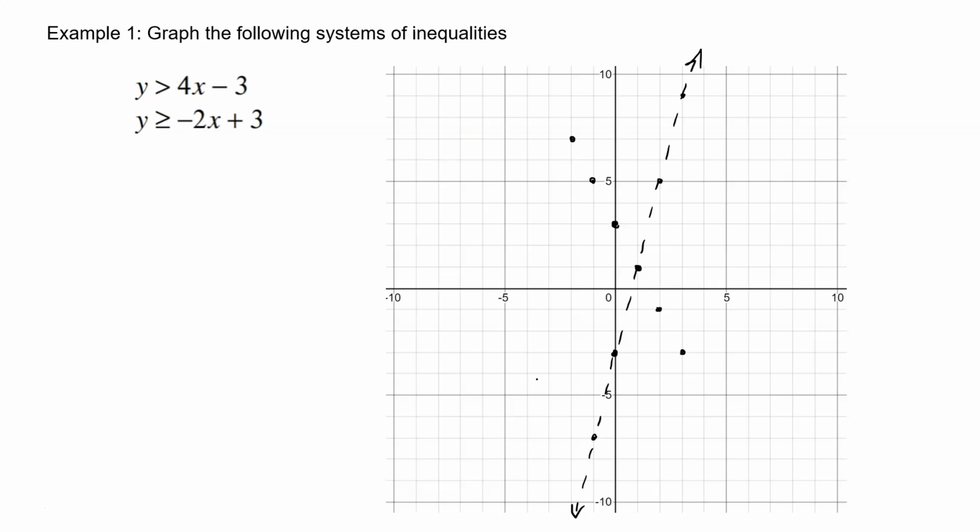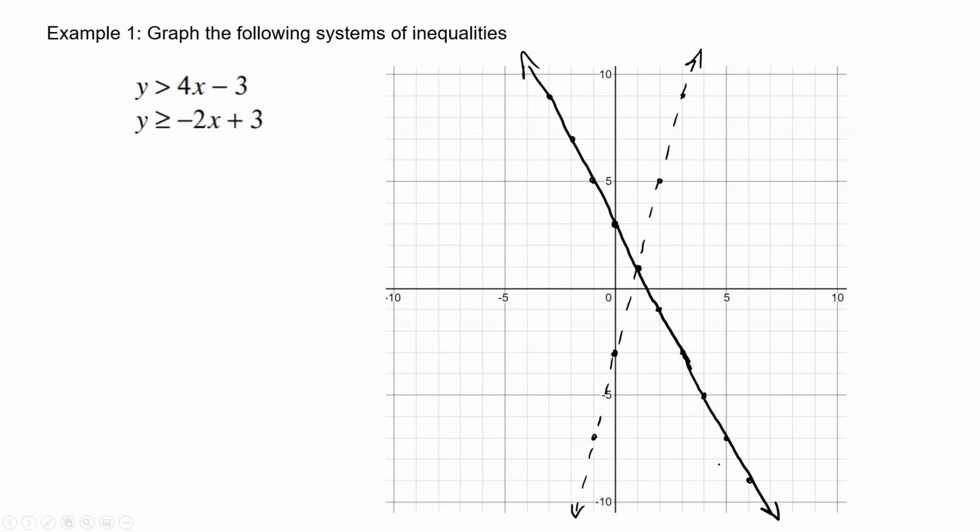I'm going to pause the video and keep filling out these points. You do the same. So it should look something like this when you have all your points down. And then for this one, it'll have a solid line because it has the equal to part. So I'm going to draw in a solid line here for all these points. Should look something like that.